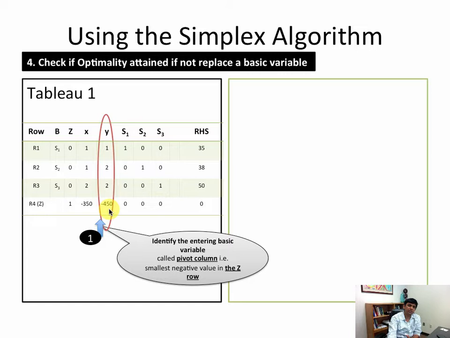Next, we have to identify the ratio of the right hand side to the value of the coefficient of y, and the exiting variable will be the one with the minimum positive value of that ratio.